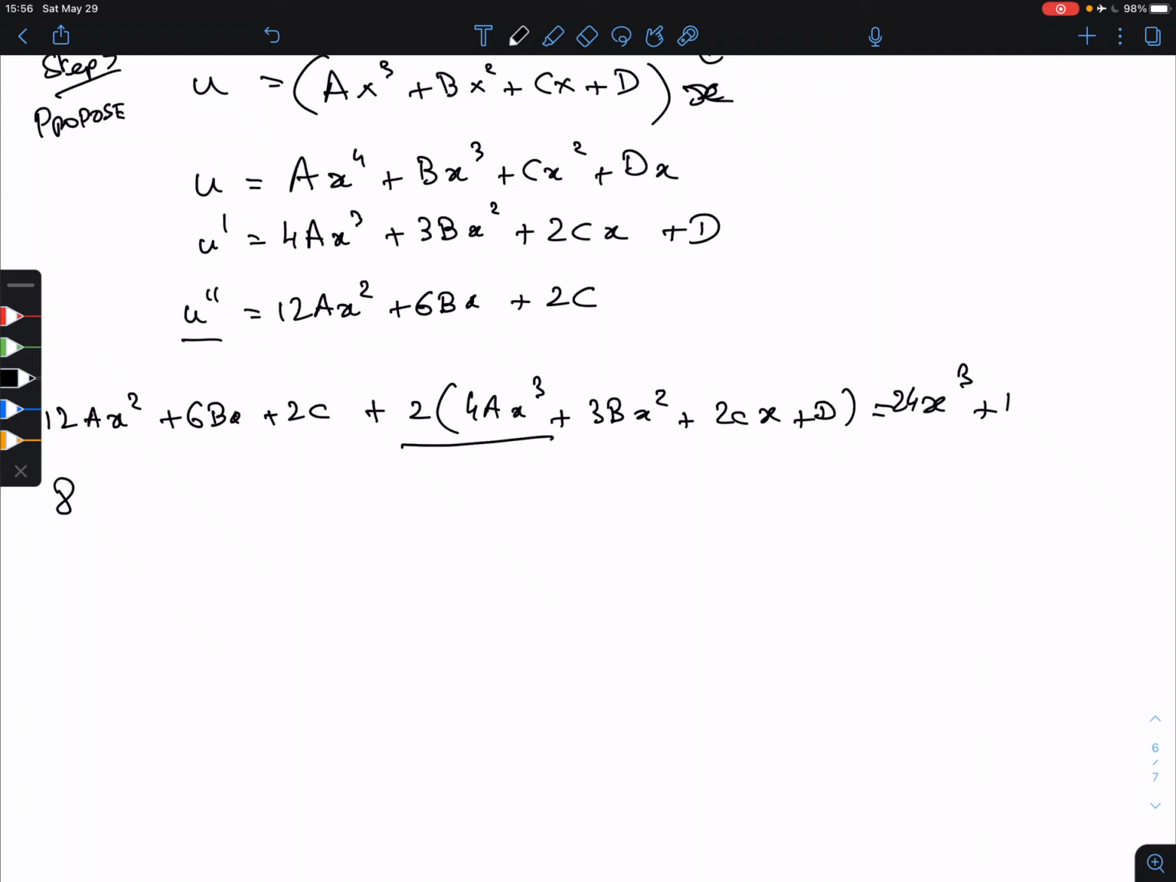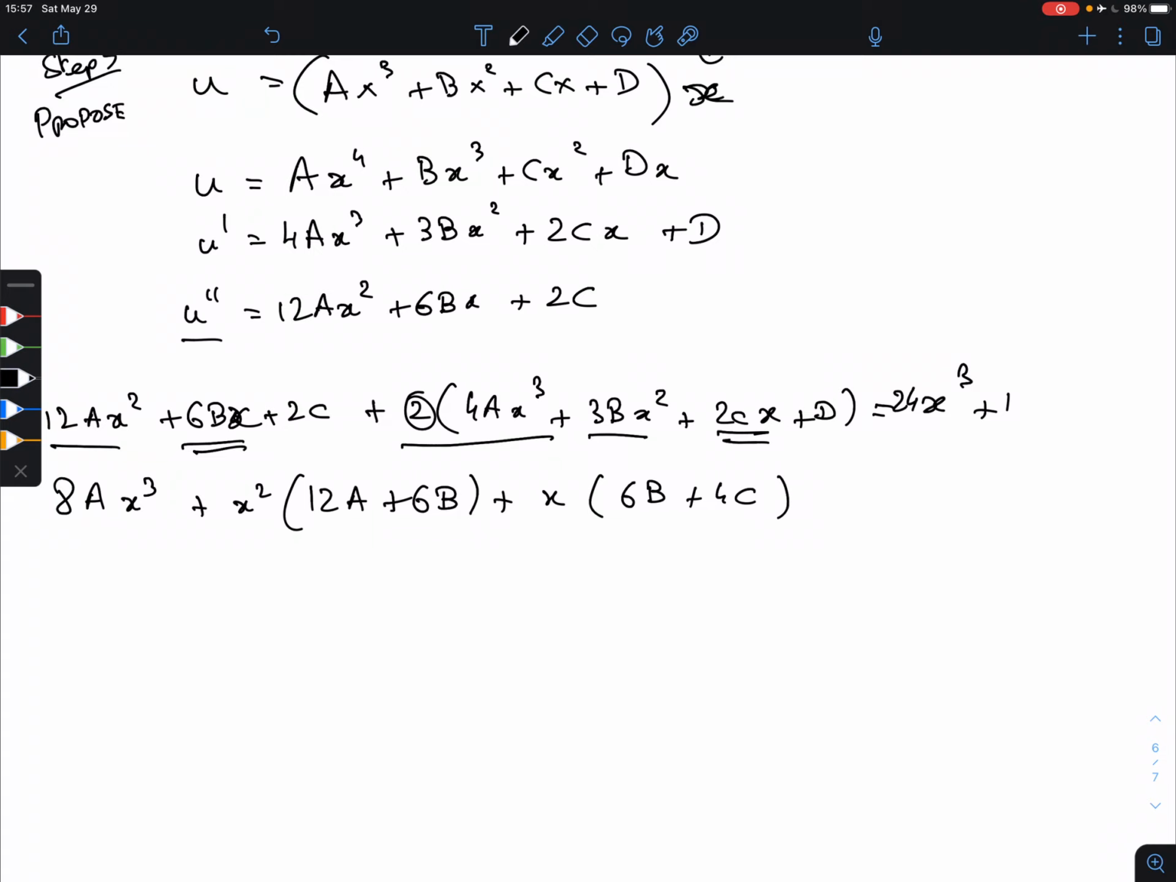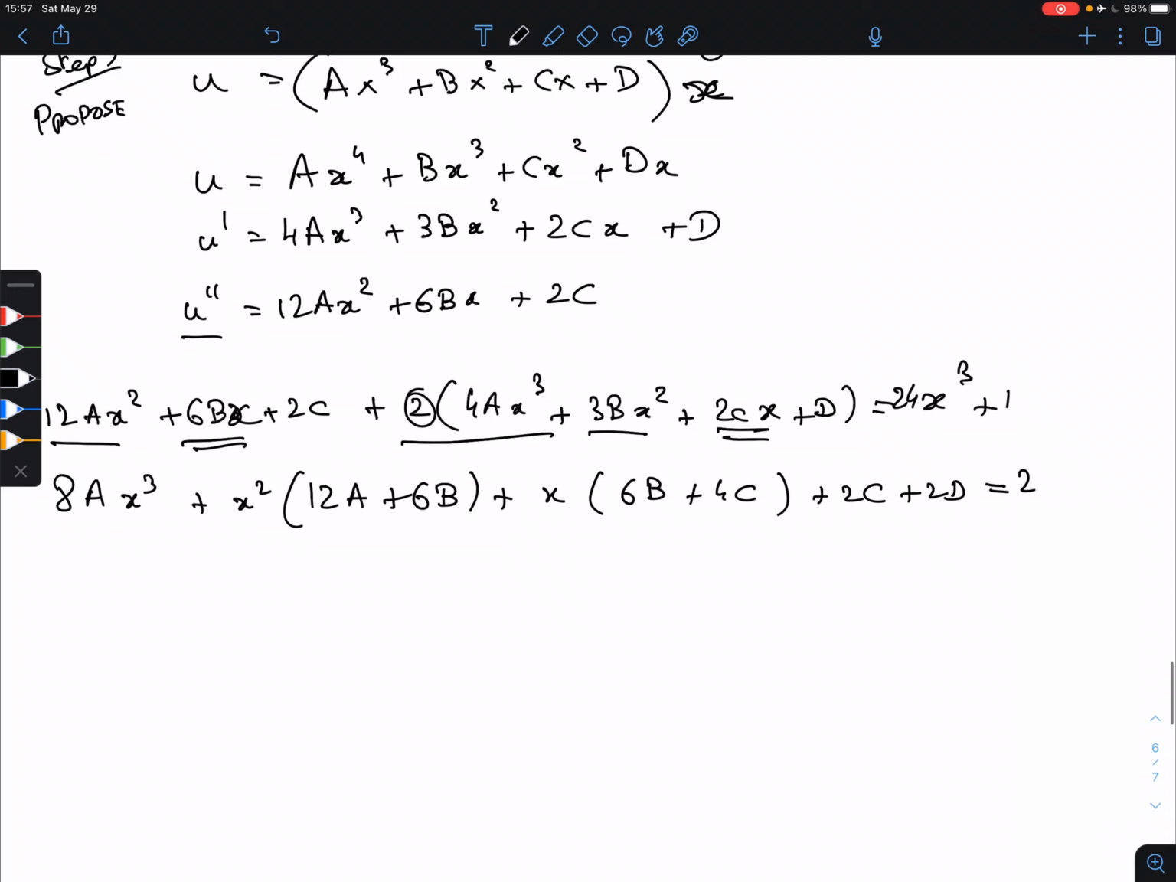So, okay, what do we have? We have 8ax cubed, and that's the only cube term. What are the square terms? Well, there's one here, that is 12a. And there is one here that is, don't forget the 2 here, 6b. Then the x terms: it's 6b, and with the 2 in front it is 4c. And then finally the constant is 2c plus 2d. Don't forget that extra 2 there, right? And that is equal to 24x cubed plus 1.